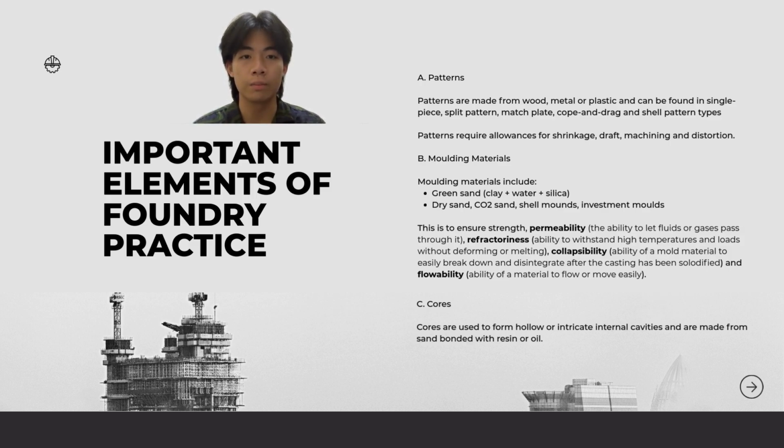Next is molding materials. Molding materials include green sand, which is a mixture of clay, water, and silica, and then dry sand, CO2 sand, shell molds, and investment molds. This is to ensure strength, permeability, which is the ability to let fluids or gases pass through it, refractoriness, the ability to withstand high temperatures and loads without deforming and melting, collapsibility, which is the ability of a mold material to easily break down and disintegrate after the casting has been solidified, and lastly is flowability, which is the ability of a material to flow or move easily.